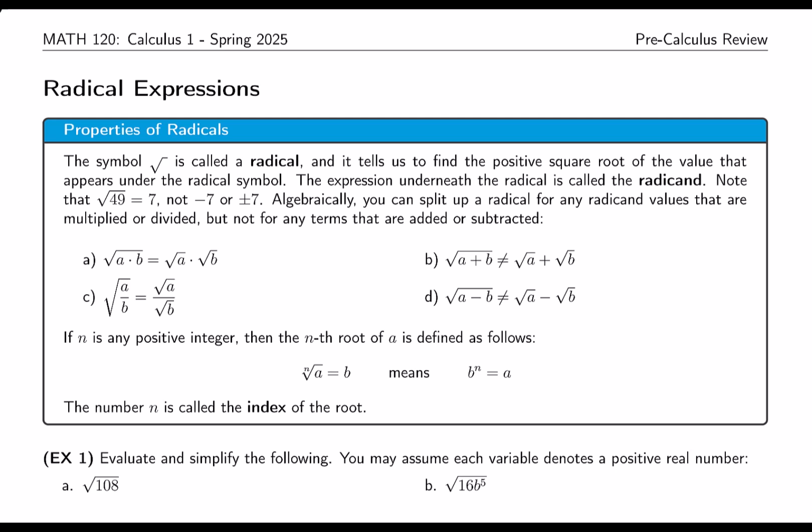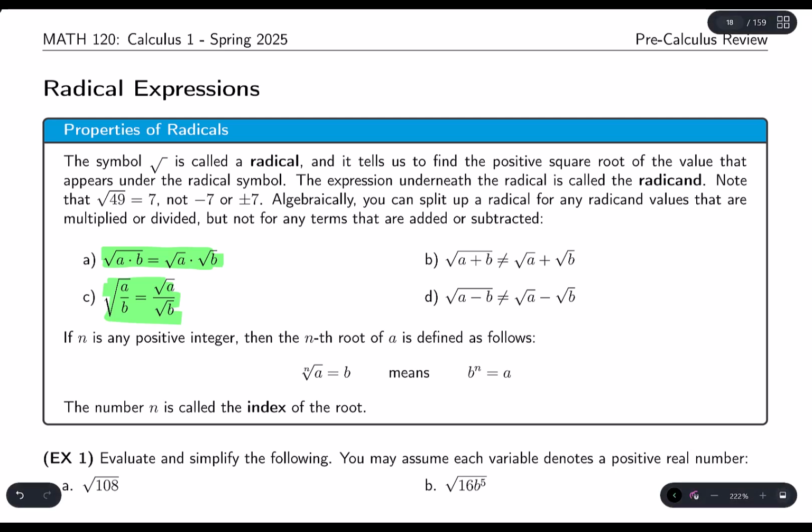The two main ones that we have to work with are that if you have two items multiplied underneath a square root or cube root or any kind of root, you can split that up into two separate square roots that are multiplied, or cube roots, or fourth roots, whatever the case may be. If you have a fraction underneath a root, you can split that up into two separate roots that are divided. Okay, so you can work with those kinds of principles, and these go in reverse as well. So if you have two roots that are multiplied, you can combine them into a single.